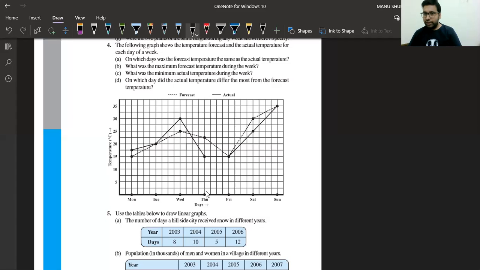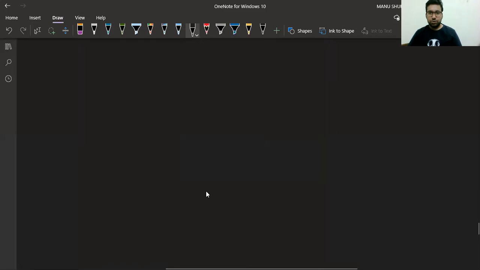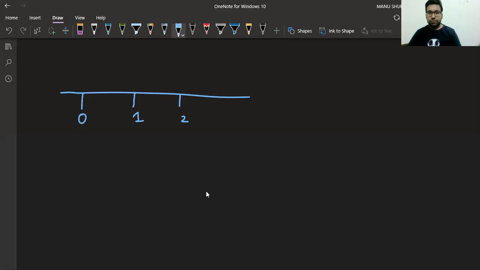Sir, then why do we take 1 to 2 weeks as the second week? Okay. See, anything starts from 0. Try to see, anything starts from 0. So in the scale also, if you see, yes, because it is running week. Yes, Vardhan is correct. So if you want to see from 0 to 1, then it becomes 1 centimeter.